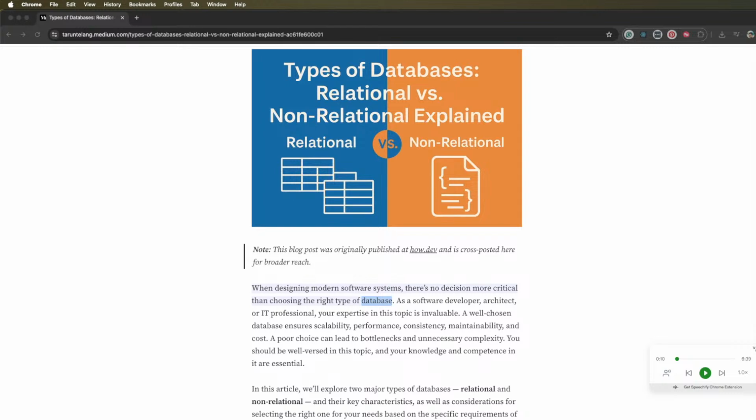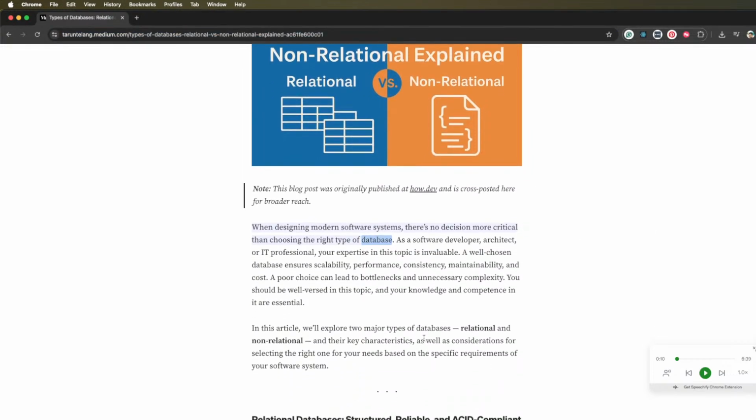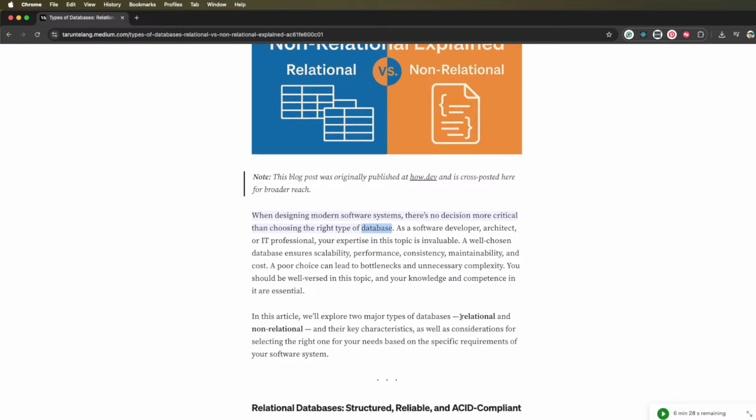Exactly. And our exploration today is based on a recent article that lays out the core characteristics of each pretty clearly. Precisely. And look, our goal isn't to turn you into some kind of database guru overnight. No, not in one go. But we want to pull out the vital knowledge, the stuff that helps you understand when a relational approach is your friend, and when maybe a non-relational one might be the smarter choice.